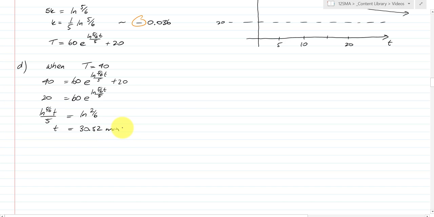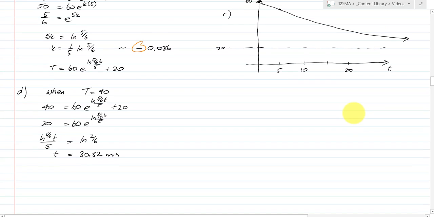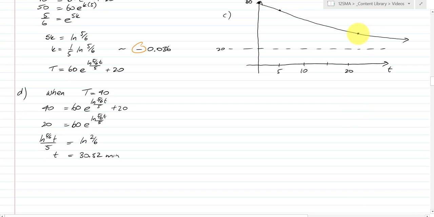Which makes sense because it dropped from 80 to 70 in 5 minutes, so it's going to take a bit longer to go down to 40. And of course, the rate of change is slowing down. Let's see how that matches my graph. 40 here. Oh, poor graph drawing. But anyway, that's all right.